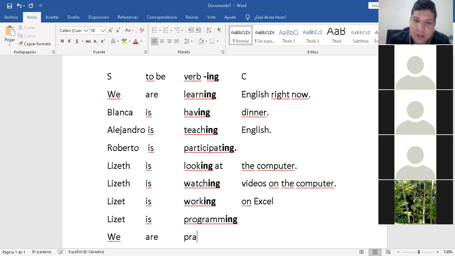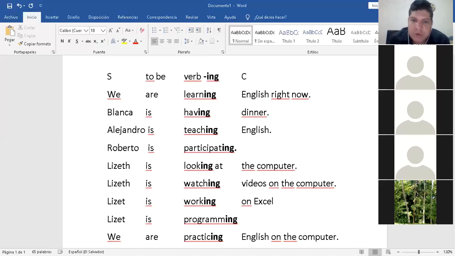We are practicing, very good. El verbo es practice. In the computer. Practicing, ¿qué estamos practicando? Practicing English in the computer. On the computer. On the computer. Good. Vaya, guys.